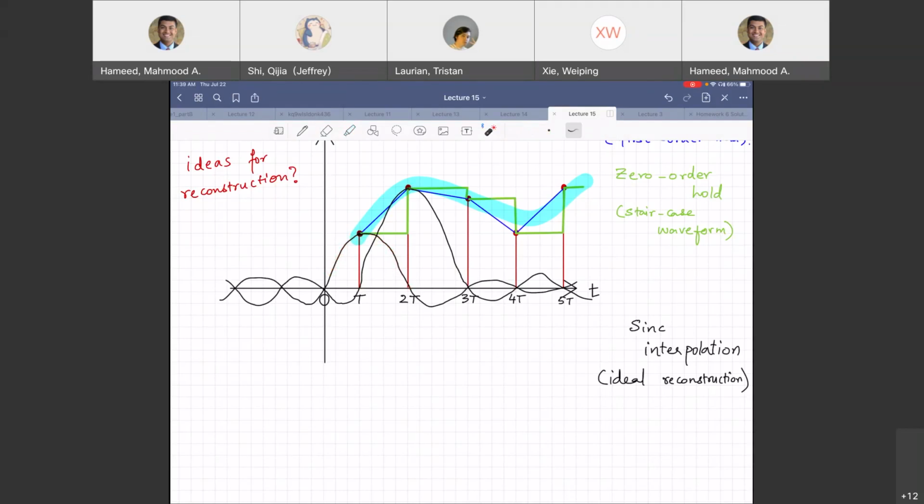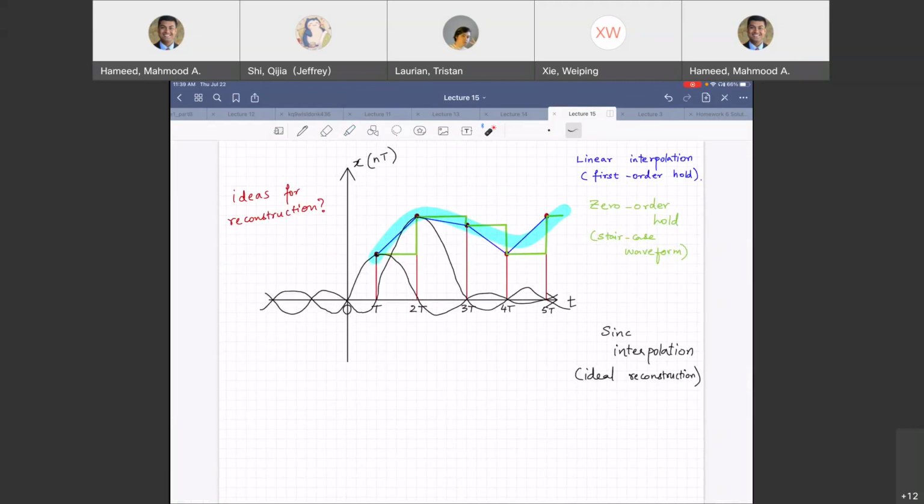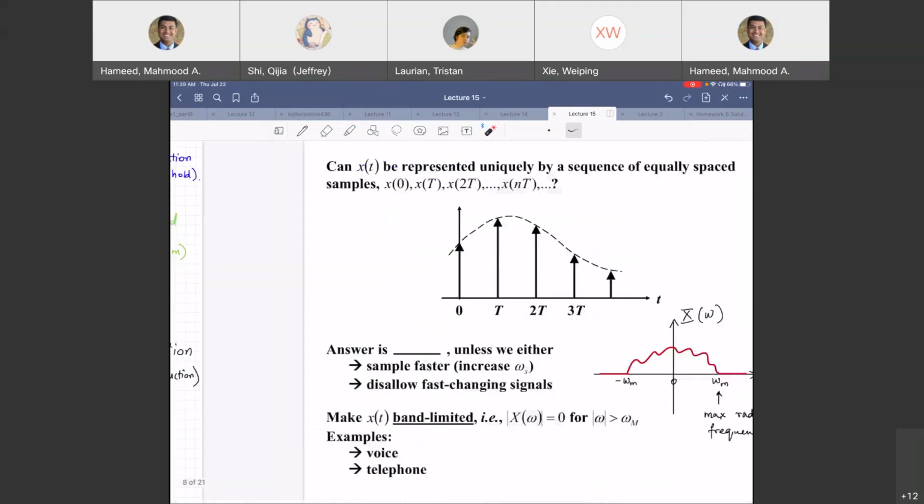All right, questions about these three ideas? We will be looking at each of these three reconstruction techniques in detail today.